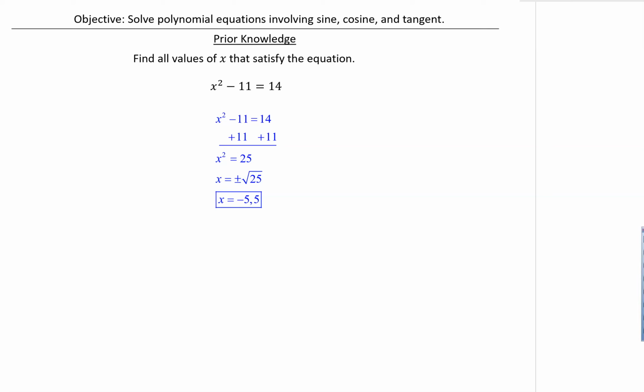One of the things that we've learned that we will need to be using in this lesson is our square root property. Here we see an example of the structure where we have a quadratic term and constant terms. So we can isolate our quadratic term, take the square root, remember the plus minus, and then we can solve for x.